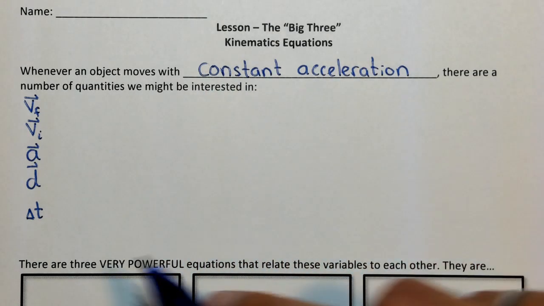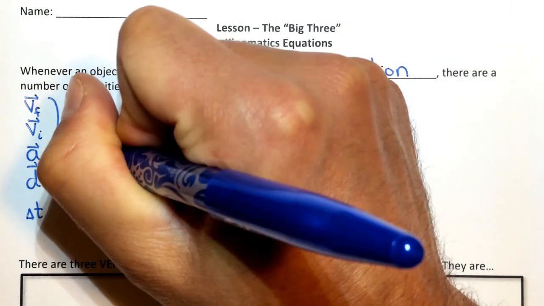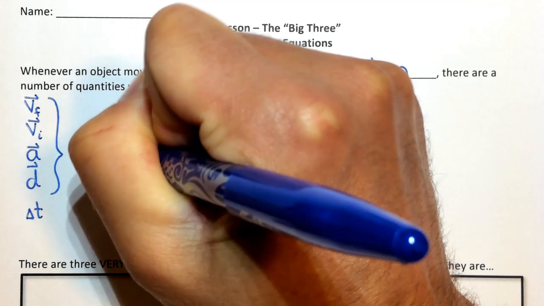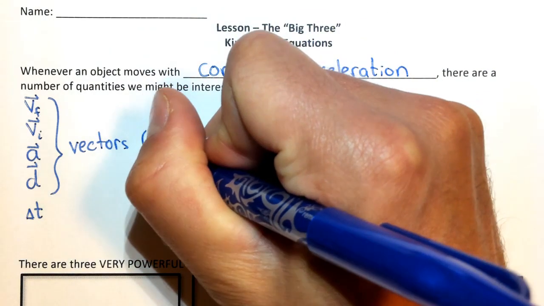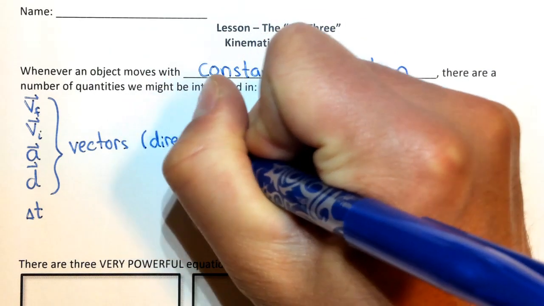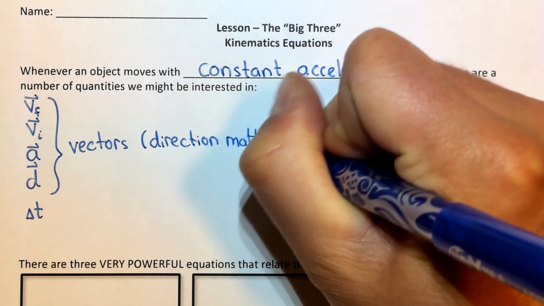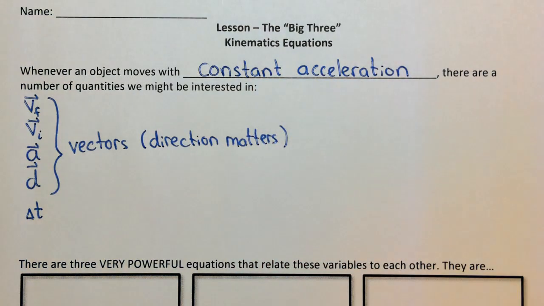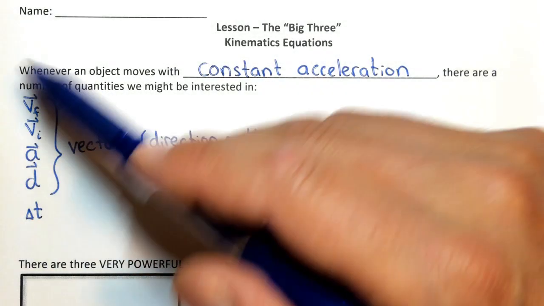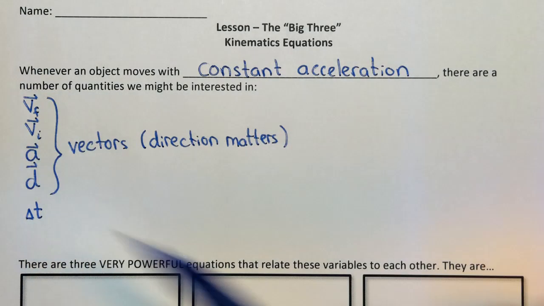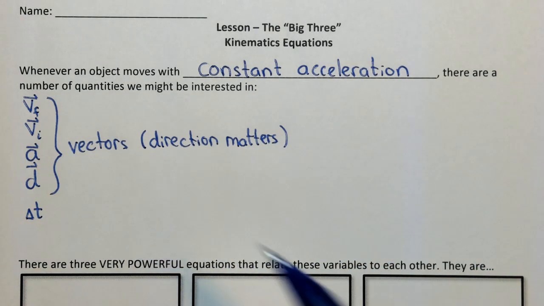So let's look at these. I've grouped them a little bit here. These first 4 are all vectors. That's why I put vector hats on them. And because they're vectors, that means they have a direction. So what that means for us is that when we're working with these quantities in formulas in our calculator, we need to pay close attention to if these numbers are positive or negative, because that's how we communicate direction.